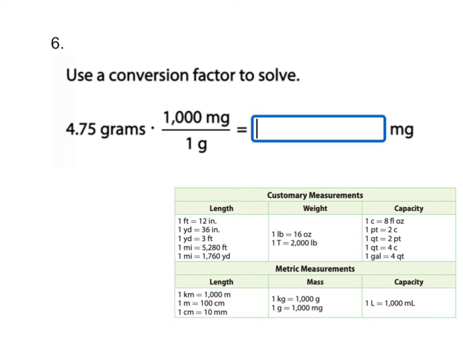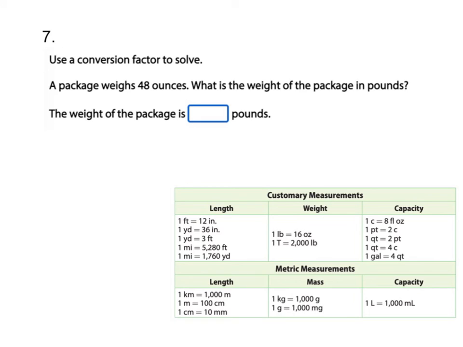Use a conversion factor to solve. 4 and 7/500 grams times 1,000 milligrams. We're going from grams to milligrams, from bigger to smaller, so we're multiplying. I can also look down here to know there are 1,000 milligrams per 1 gram, just like my conversion factor shows here. So this equals 4,750 milligrams.